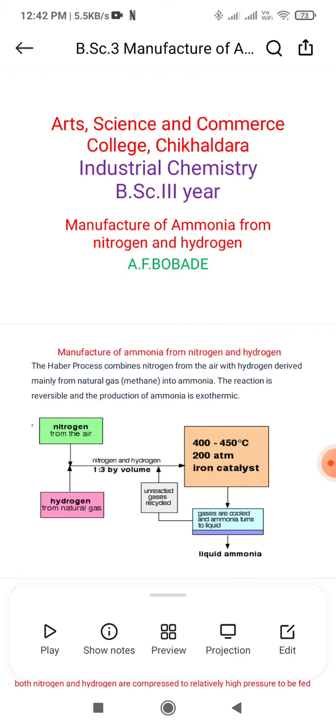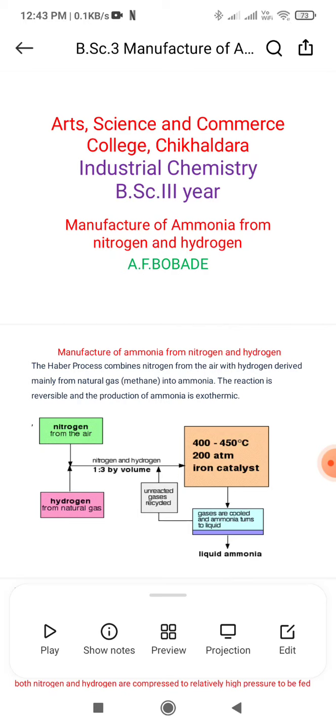The Haber process. In the Haber process, we combine the nitrogen from the air with the hydrogen derived mainly from natural gas as methane into ammonia. That is the raw material required for the manufacturing of ammonia.